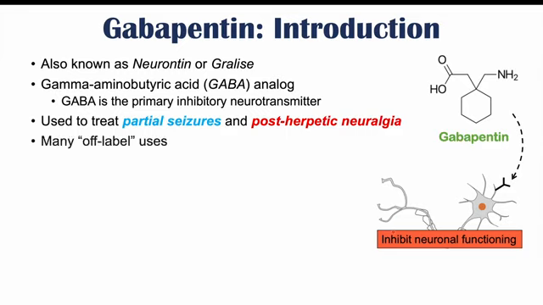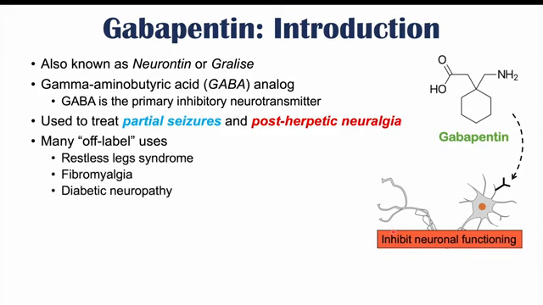Now, there are many off-label uses, and this is where we're going to see the majority of conditions that are often associated with gabapentin use. Some of these include restless leg syndrome, fibromyalgia, diabetic neuropathy, insomnia, and irritable bowel syndrome. So again, all of it has to do with inhibition of neuronal functioning.